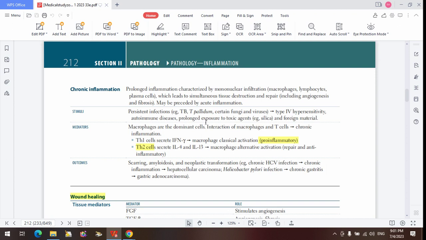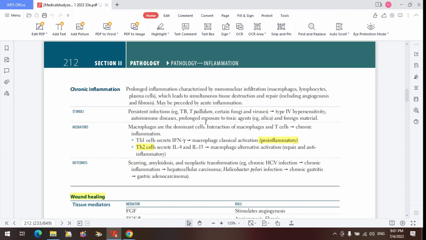So if it's not persistent infection, can it be persistent foreign agents like silica, like talc, like beryllium? You can name it. If the neutrophils come around first to respond to it, they cannot degrade it. They will be forced to recruit the macrophages, and in that situation, we are going to have a chronic inflammatory response. So don't forget: persistent infection, persistent foreign agent, autoimmune disease, chronic inflammation.